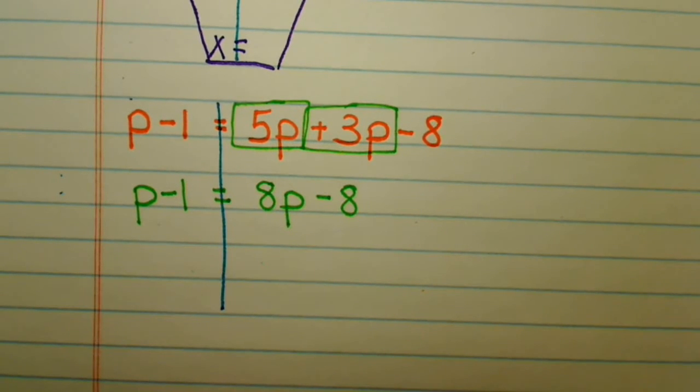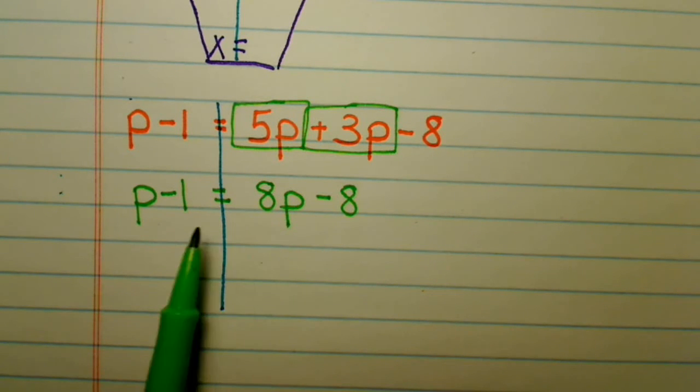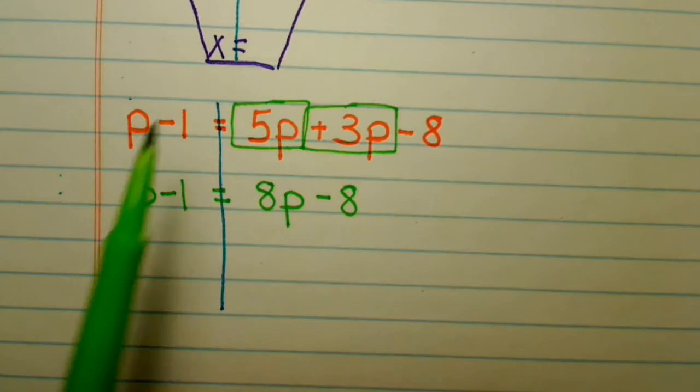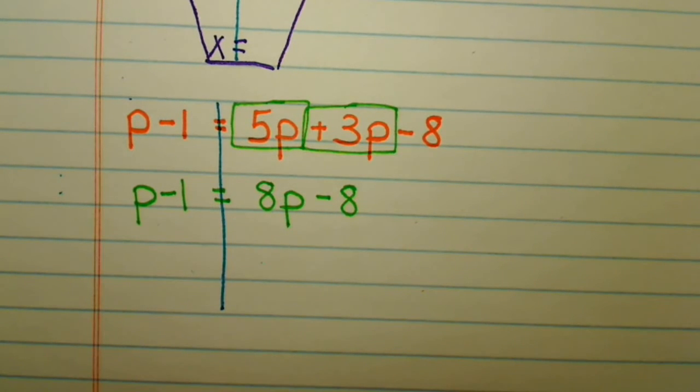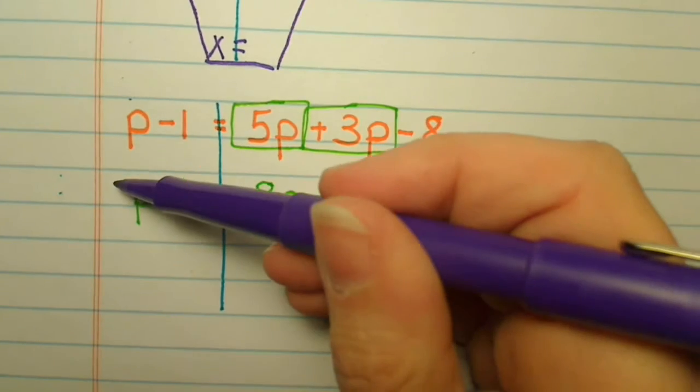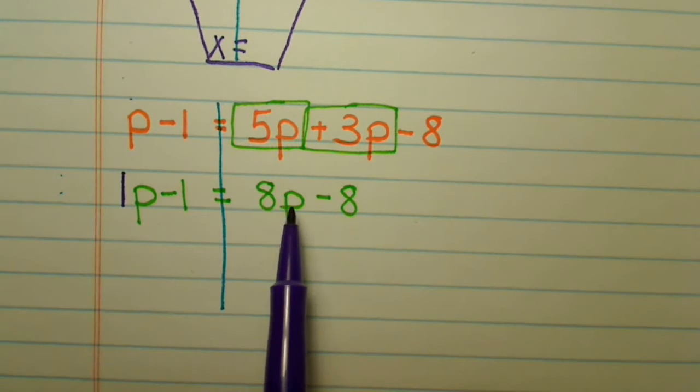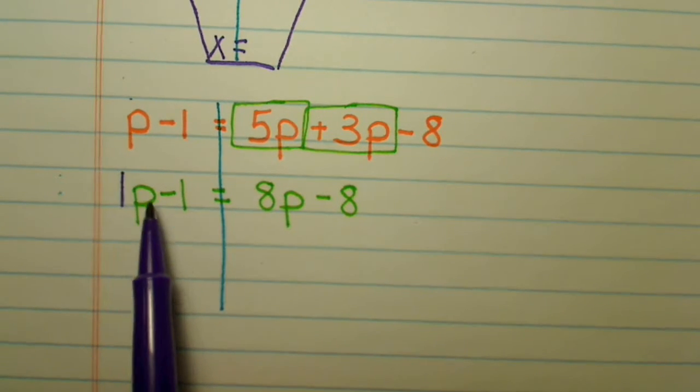Step 3 says to get all of the variables on the same side. I have a p on this side and I have a p on that side. I don't want it on both sides because the goal is to get that variable, like up here with the x, all by itself. Well, I like to move the smaller p. I think that just gives us an easier problem to work with. So if we have this one, and it's an understood 1p, 1p is smaller than 8p. So I want to move the 1p.